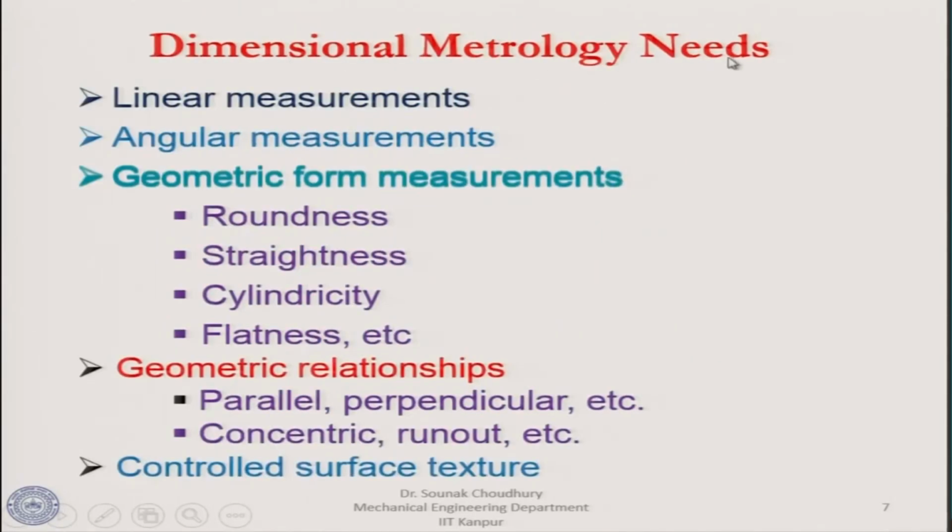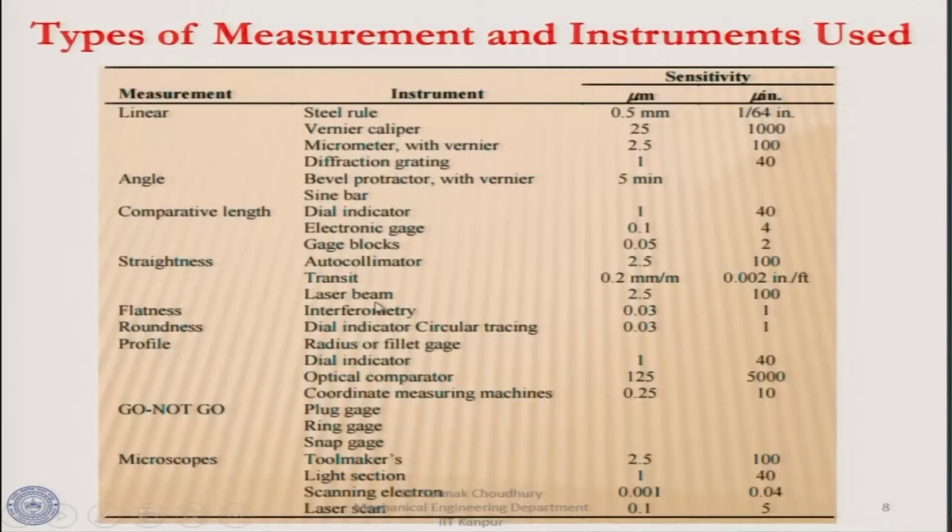Dimensional metrology needs linear measurements, angular measurements, and geometric form measurements, which include roundness, straightness, cylindricity, flatness, etc. And the geometric relationship, that is parallel, perpendicular, concentric, run out, etc. These are the geometric relationships, and form measurement will be flatness, cylindricity, straightness, roundness, and so on. And the control of surface texture, that I will come to a little later.